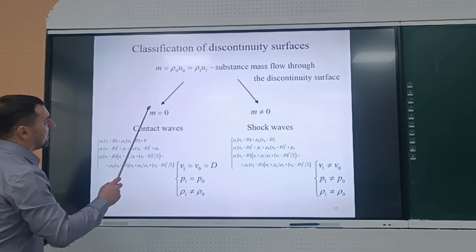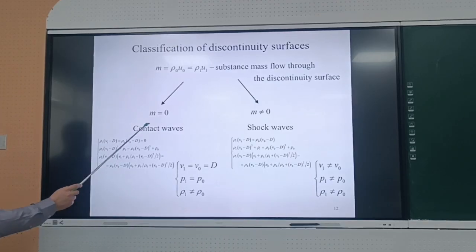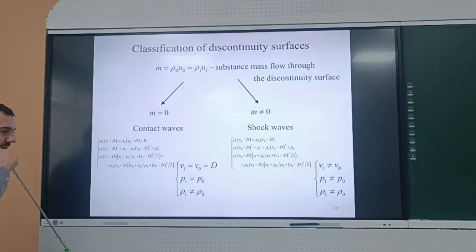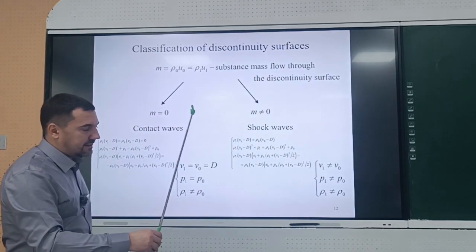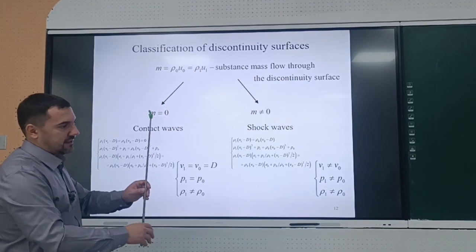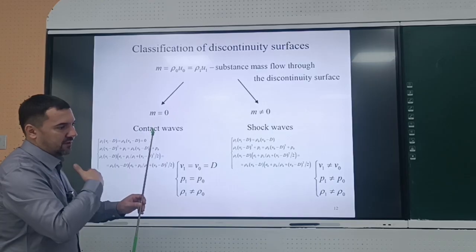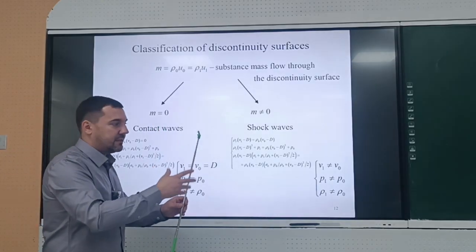If it is 0, such discontinuity surfaces are called contact waves. What does it mean, a contact wave? A contact wave is a discontinuity in gas that separates two gases with the same velocity and pressure, but these gases can be different and they can have different densities.